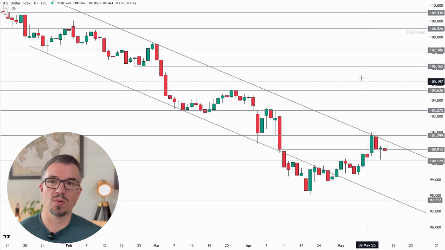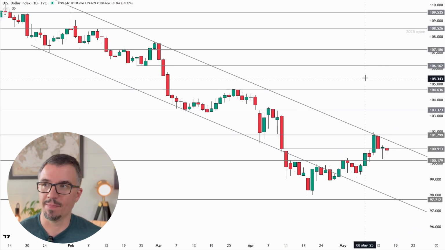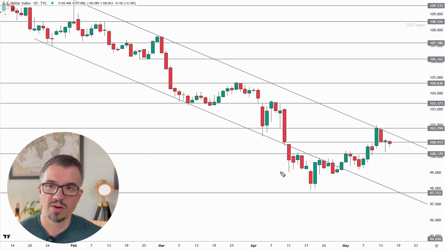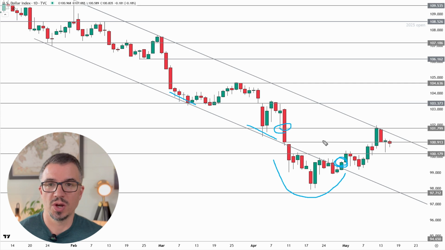The DXY has more to do here. We did see that breakdown back here that failed, right? So again, in the weekly forecast, I was talking about this candle right here that reclaimed the bottom of this channel. And that's how we knew that a move back here toward 101.8 was likely, all right? So as of right now, very indecisive market.